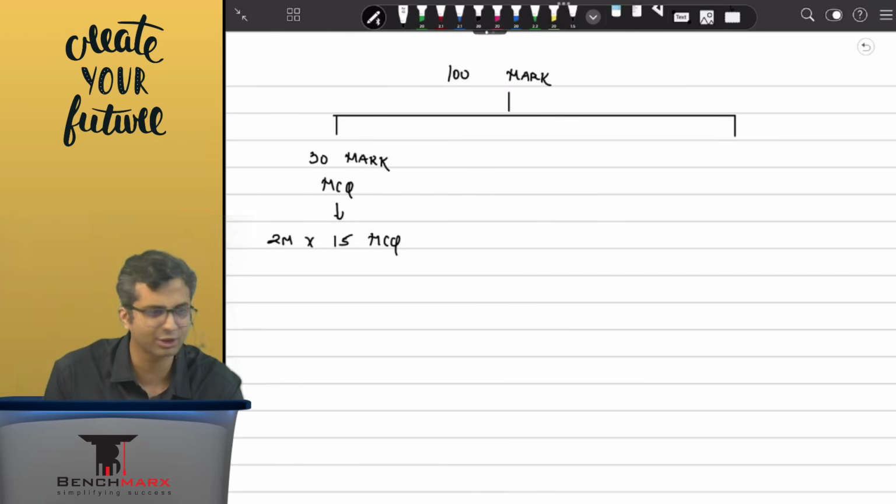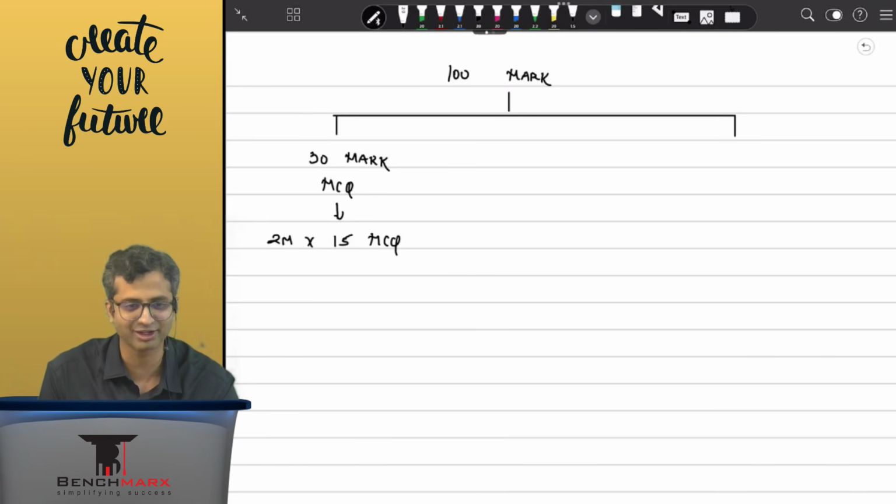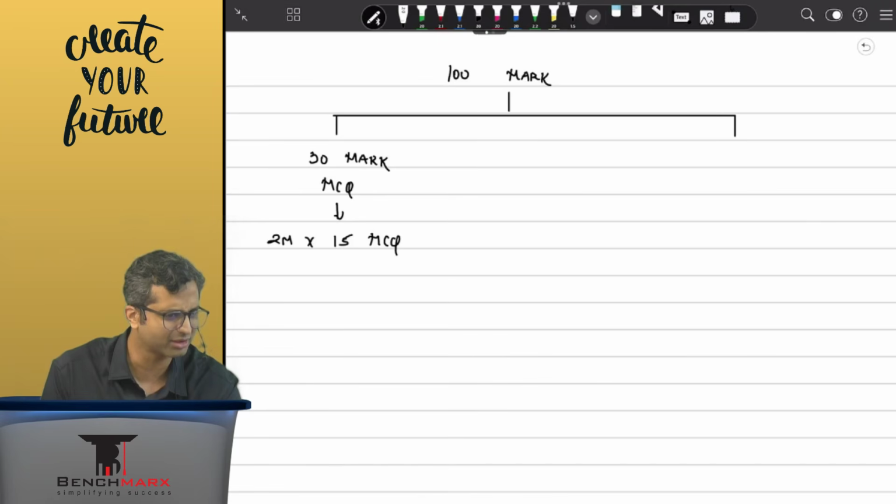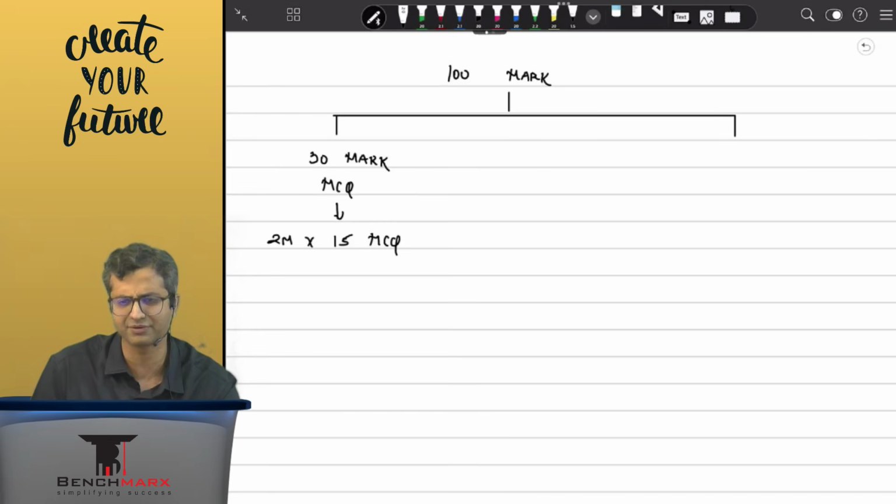Do you think there is negative marking here? No, there was a talk earlier. Thankfully, the talk has been scrapped. So there's no negative marking over here. I think in foundation there was? Only in maths. Okay. So there is no negative marking over here, and there are 2-mark MCQs, 15 of them.